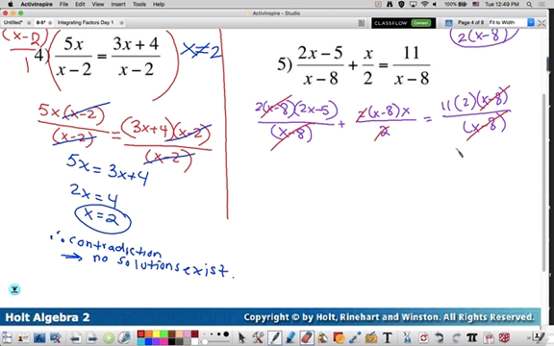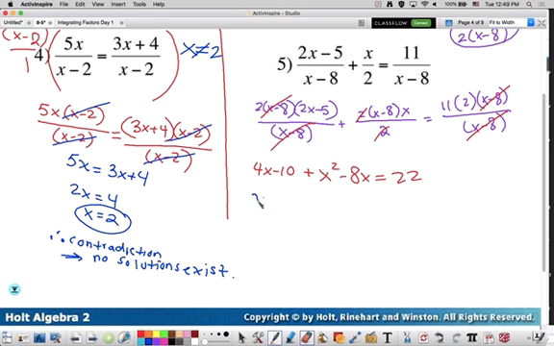Oh, so now we have to multiply 2 times 2x minus 5, 4x minus 10. 2 times this gives me 4x minus 10. Plus x times x minus 8, x squared minus 8x. That's from this piece. 11 times 2, 22. So right now we're simplifying. So continue to simplify.